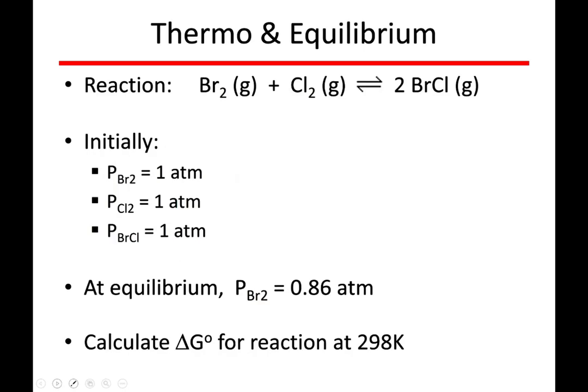Let's take a look at one more example problem that relates thermodynamics and equilibrium. Here we have a reaction, Br2 plus Cl2 is at equilibrium with 2 BrCl. You're told that you start at standard conditions, 1 atm pressure for everything. You're told that at equilibrium, the partial pressure of Br2 is 0.86 atmospheres, and we need to find what the standard value of delta G for this reaction is at 298 K.